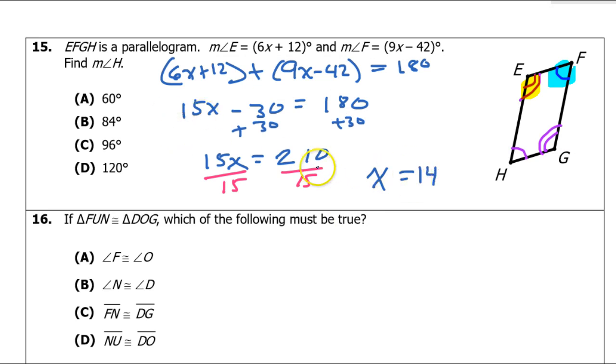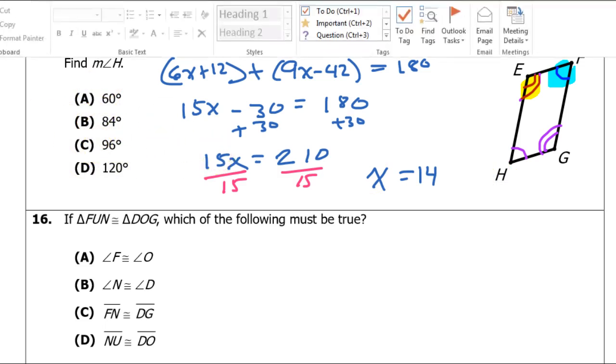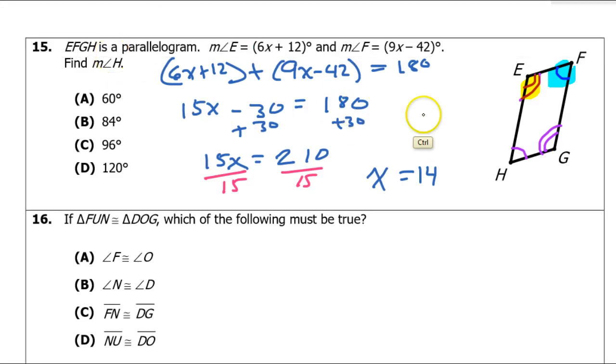Okay, but they didn't ask us to find x. They asked us to find the measure of angle H. So I'm glad they didn't put 14 as one of the choices, because that might have fooled some of you. Not me, but it might have fooled some of you. Angle H is congruent to angle F. Okay, angle H and angle F are the same.